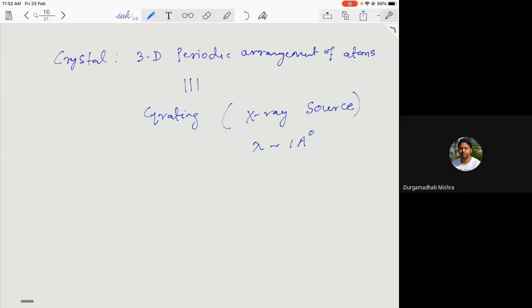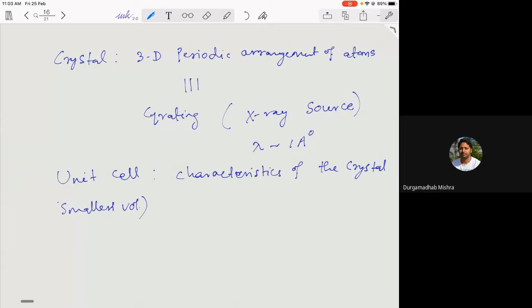Now, to elaborate on that, since a crystal is a regular, periodic arrangement of atoms, you can take a small volume of the crystal which acts like a representative of the whole crystal. That is what we call the unit cell. This unit cell has all the characteristics of your crystal. It is the smallest volume that defines your crystal. If you repeat this unit cell in all three directions, you will create the entire crystal.